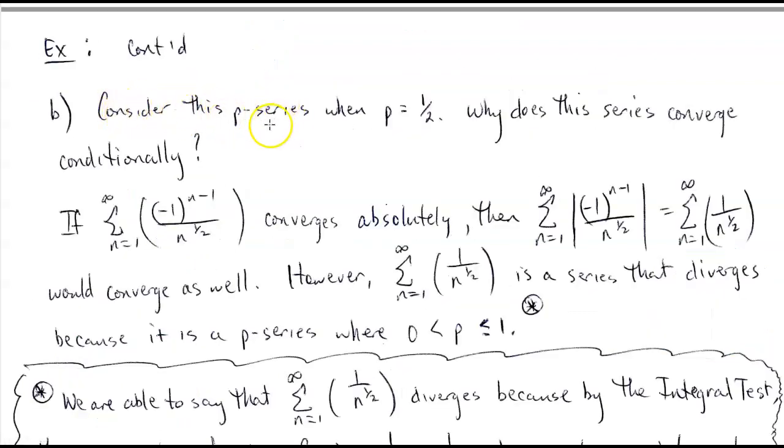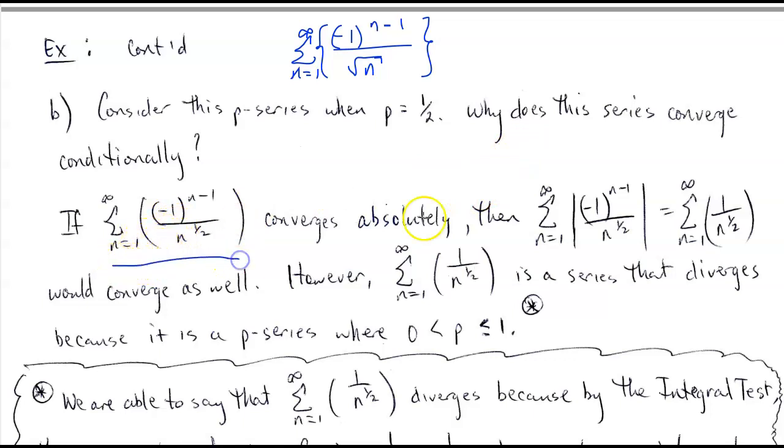All right, so part B to this is, let's consider now P being 1/2. So now we're actually considering this particular series here, so basically square root of n. And we want to say, well, why does this converge conditionally? Well, kind of what I said before. If we know that this particular series converges absolutely, then we know that if we take the absolute value of it, which is going to be this, it would converge as well.